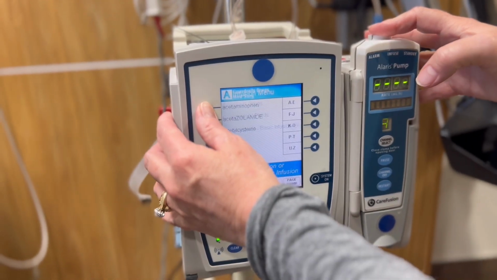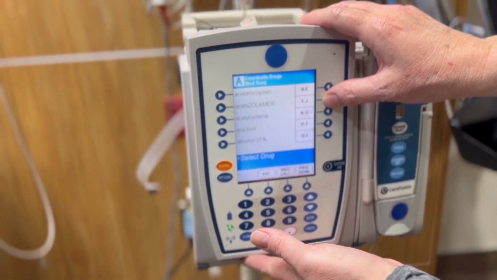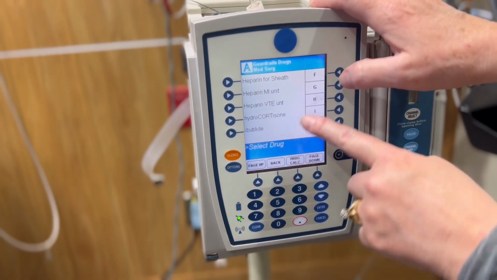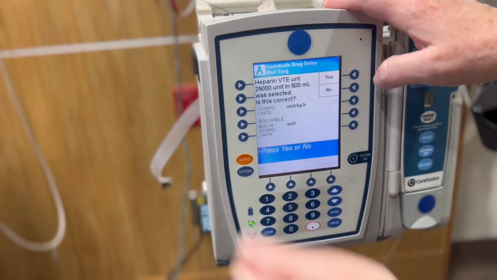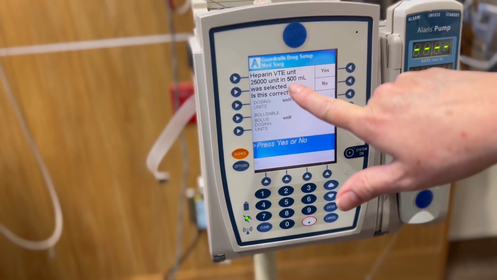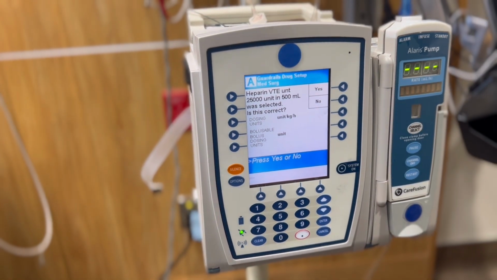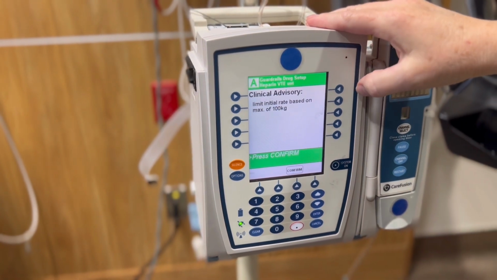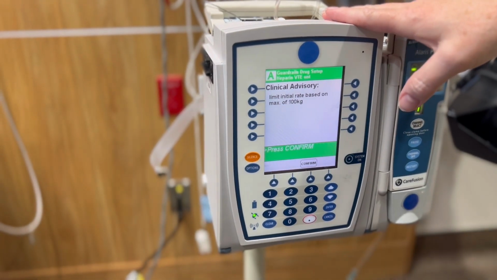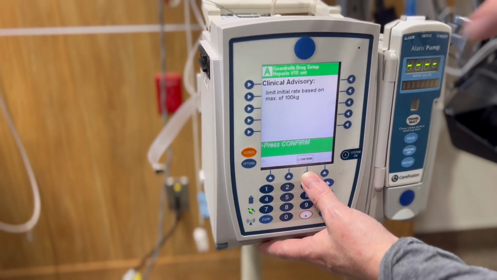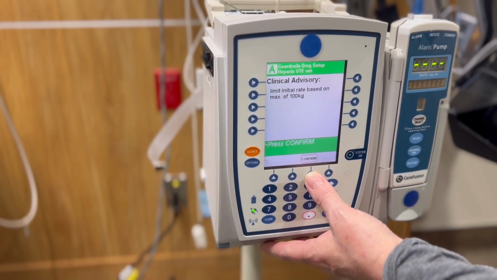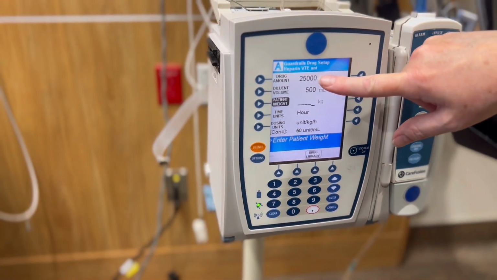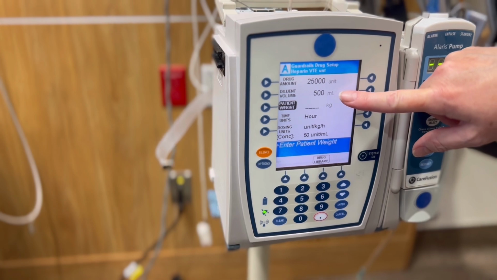I'm going to go to my drugs. Find my heparin, it's VTE. It asks 2,500 units in 25,000 units. This is 25,000 units in 500. So yes, it's telling you right now, your max dose is 100 kilos. So I'm going to show you real quick, where do you need to look to make sure that that's correct? 25,000 units in 500, which is correct.